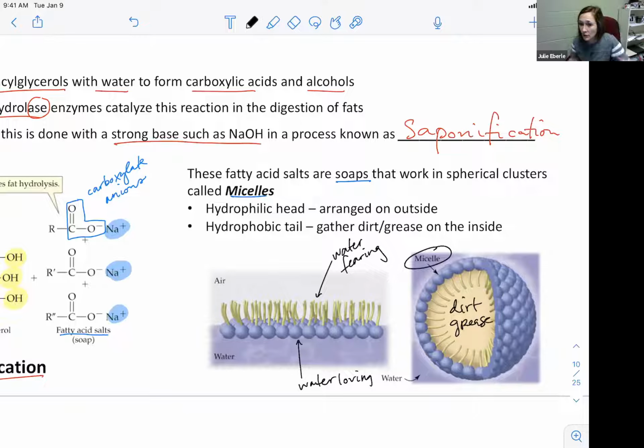When we wash our face with face washes, it gets the oils and the things off. Okay, makeups, cosmetics. It's this process right here, micelles.